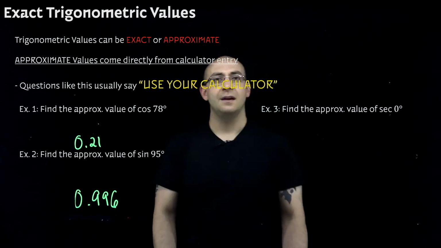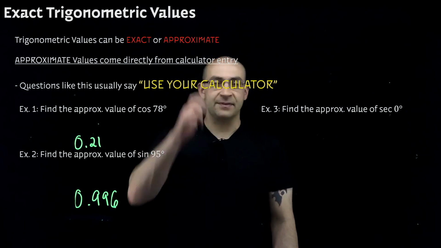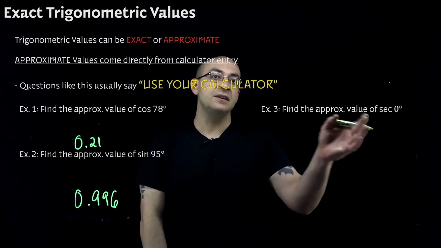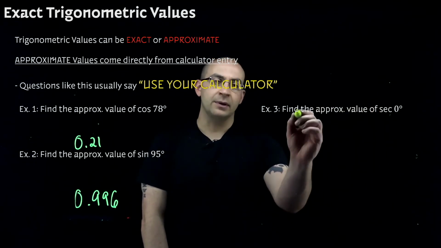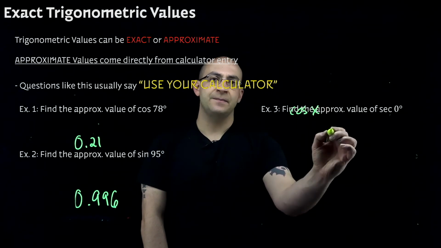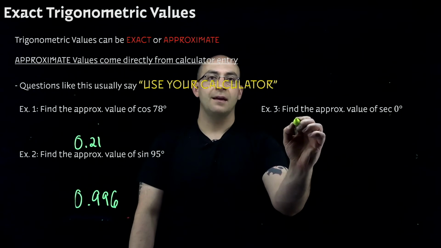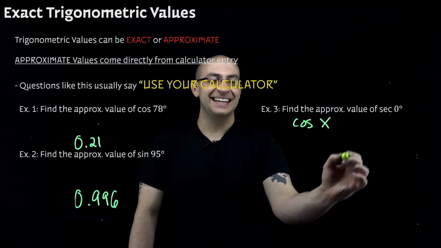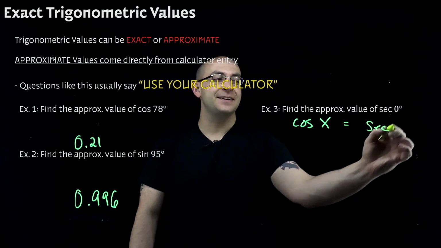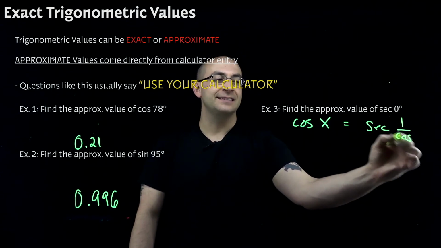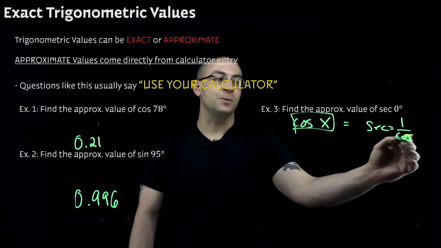Let's keep going. Find the approximate value of secant 0. Well, kind of like when we did the exact values, I need to find the inverse's value at 0 and then apply the new ratio to that. So remember, we know that cosine is x. Secant is 1 over cosine. So we know the cosine x is a value, and secant is 1 over cosine.